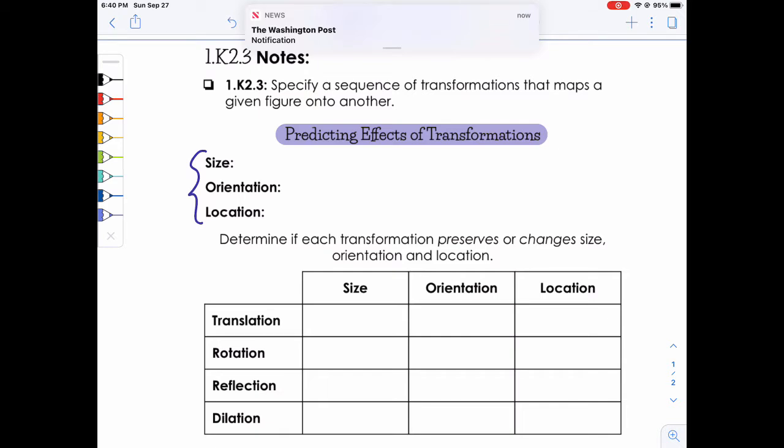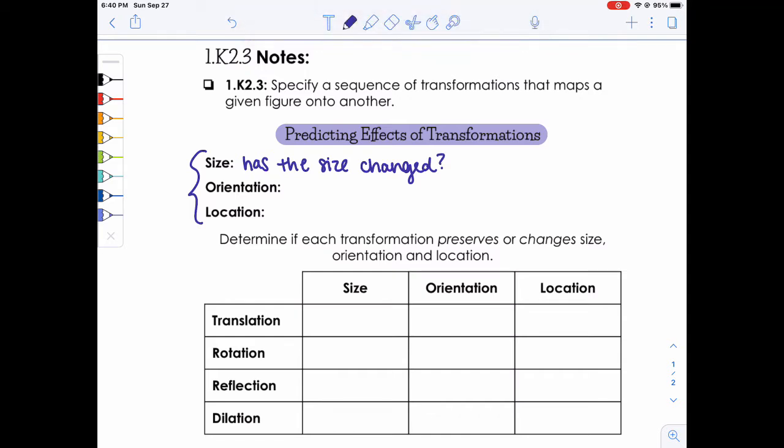So first, we want to specify, has the size changed? Okay, and if it's not super obvious, which it won't always be, we can compare some side lengths or look at the coordinates and see if those have changed. That should let us know if the size has changed.